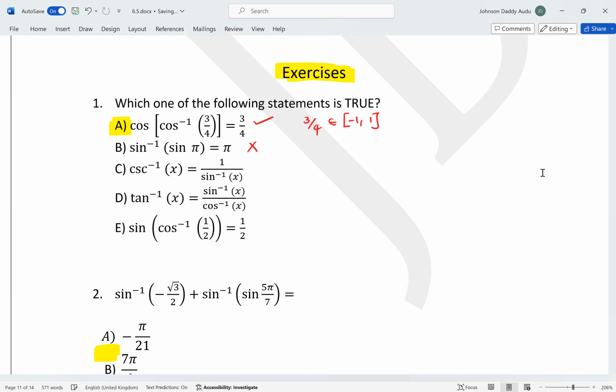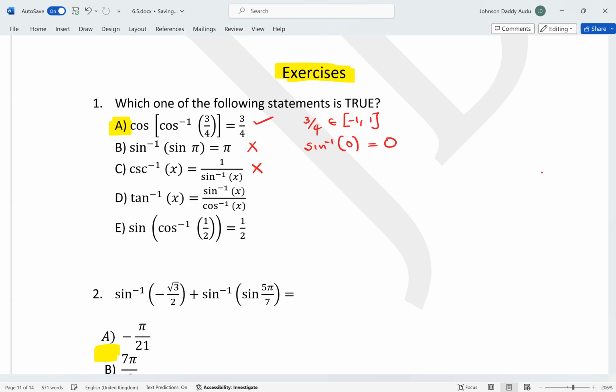No, this is not true. Why? Because you have sine inverse of what? What is sine pi? Remember, sine pi is 0, right? So it means you are looking for sine inverse of 0. But what is sine inverse of 0? Sine inverse of 0 is 0, right? So this is not true.